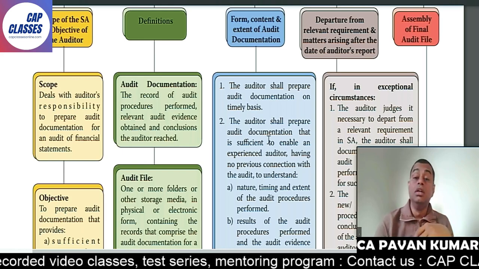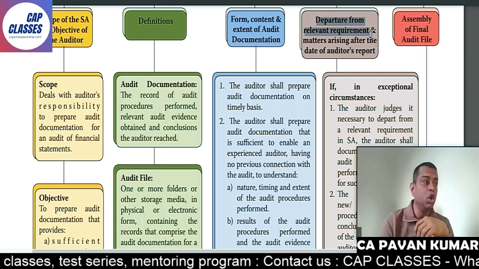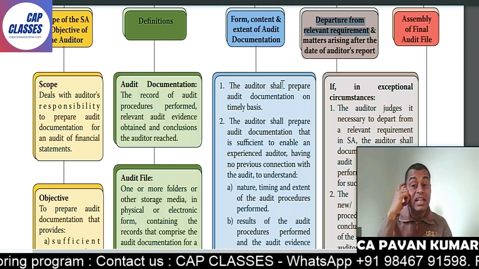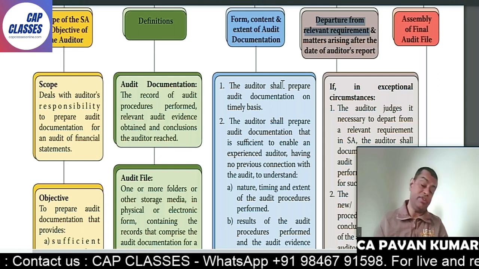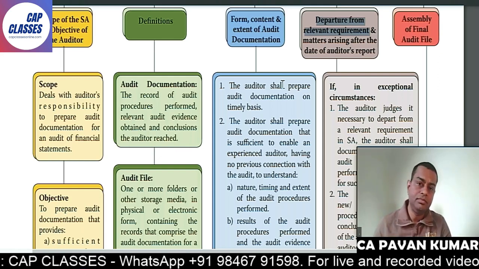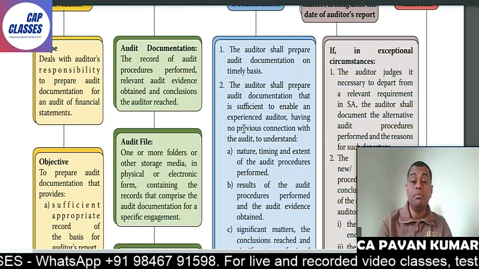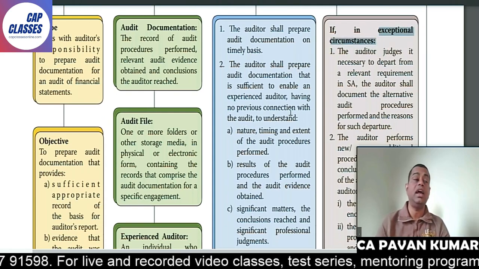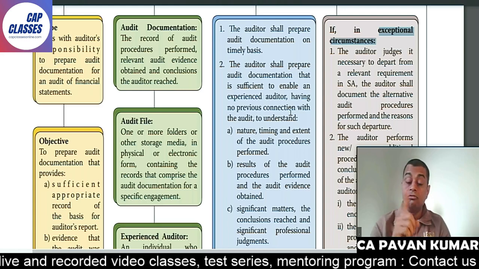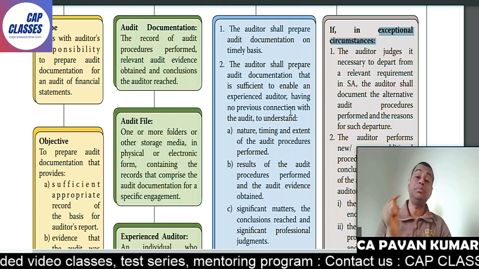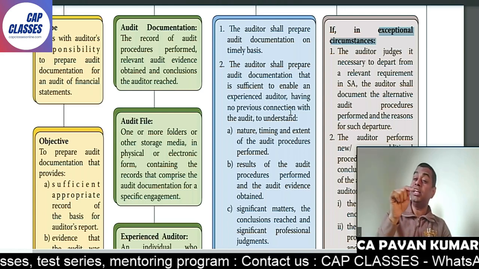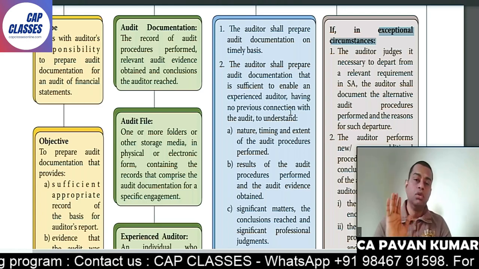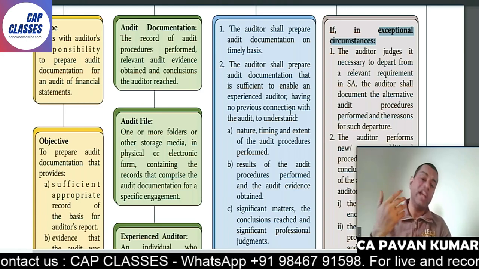Minor differences. So departure from relevant requirement, globally it can be huge. In India, it can be very little. And the matters arising after the date of audit report, also in subsequent events. What did they say? Read point number one. Exceptional circumstance. That means ICAI is telling you, listen, follow as it is. In exceptional circumstance, if the auditor's judgmental ability necessitates a departure from relevant requirements, who will have the guts to think like this and go against ICAI?